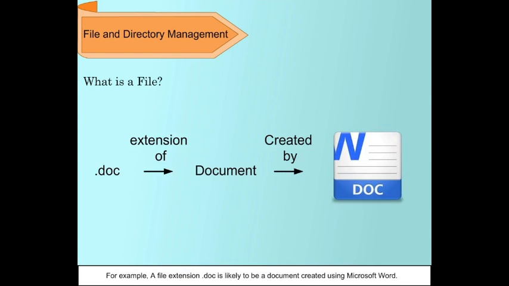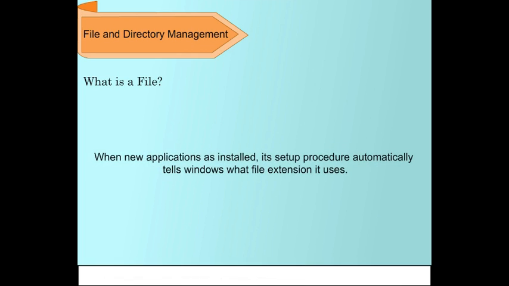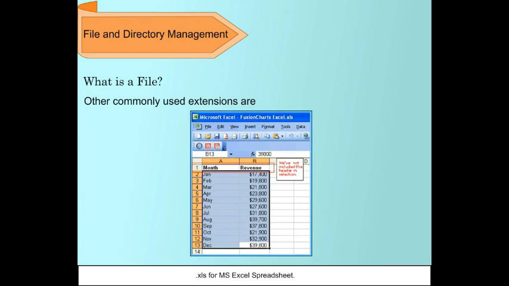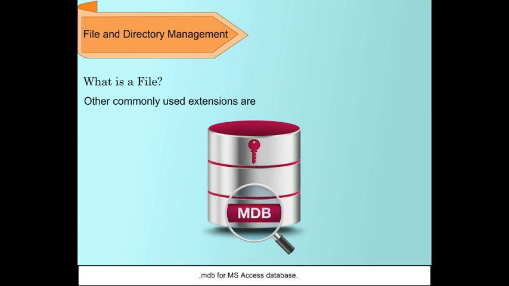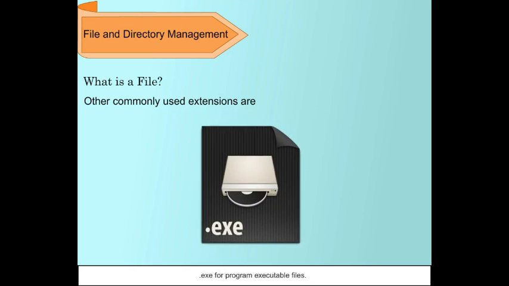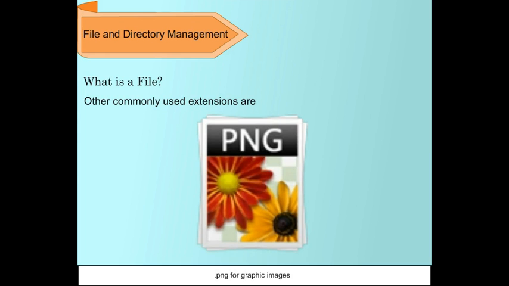For example, a file extension .doc is likely to be a document created using Microsoft Word. When new applications are installed, its setup procedure automatically tells Windows what file extension it uses. Other commonly used extensions are .xls for MS Excel spreadsheet, .mdb for MS Access database, .txt for simple text file, .exe for program executable files, .dll for program files, .png for graphic images.